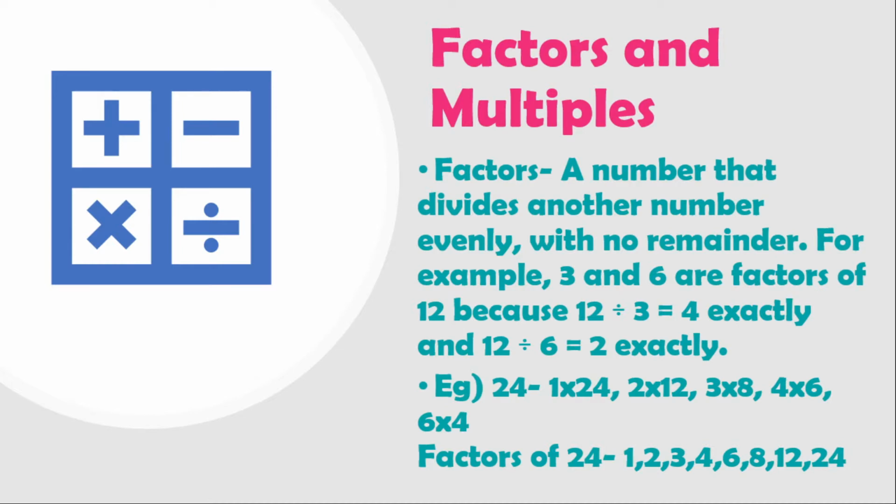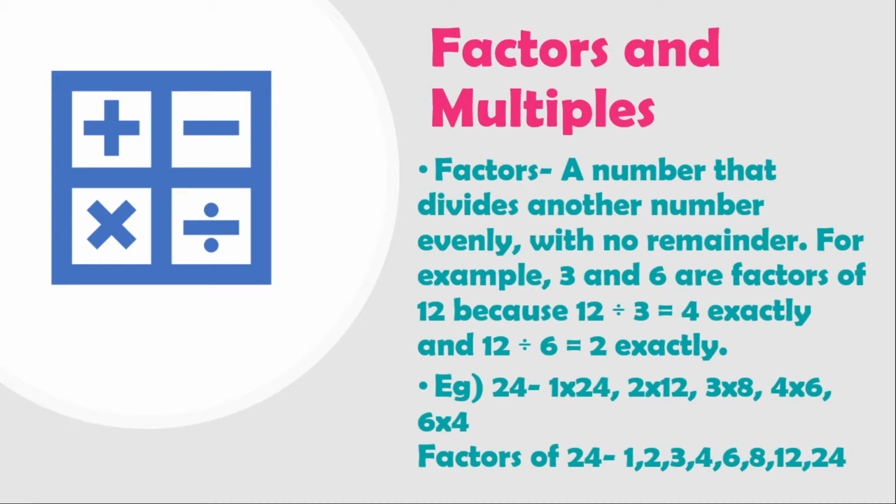So for finding a factor by multiplication, it's just simple. We just check by multiplying which numbers give us the number we want. So for example, I wanted to find the factors of 24. So 1 into 24, we will get the answer 24. So 1 can be a factor of it. Then 2 into 12, 24. Then 3 into 8, 24. 4 into 6, 24. And 6 into 4.